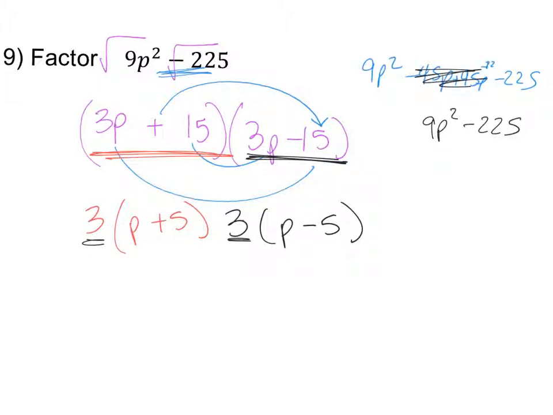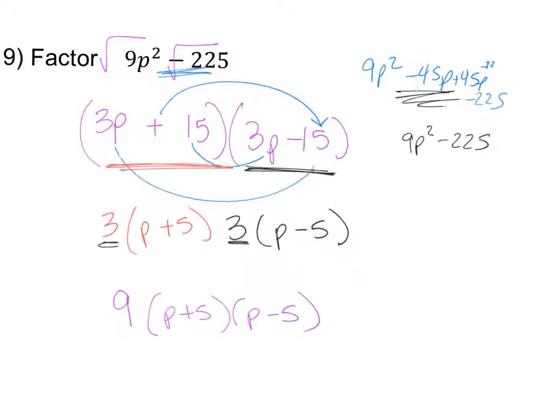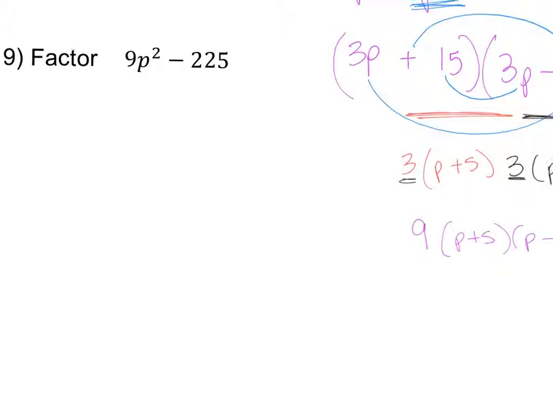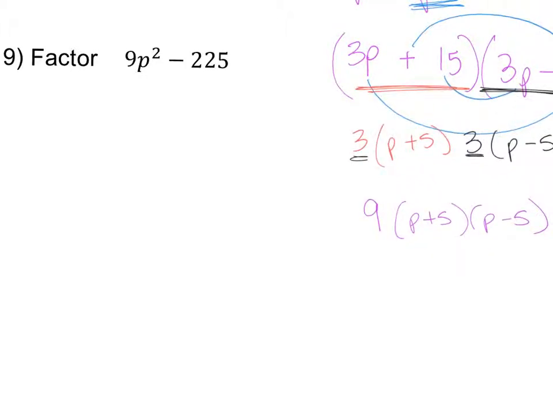And then because these 3's are being multiplied, it's really 9 times p plus 5 and p minus 5. That's the long way. In order to make sure you don't come across this problem, you need to follow the steps. And the steps are just guided practice. It's just ways for you to be guided to the answer.